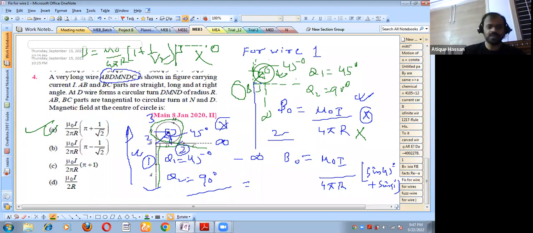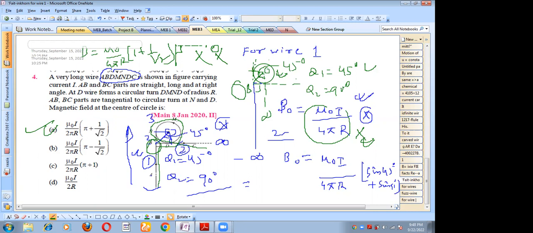When we calculated mu naught I by 4 pi r, we considered theta 1 as 0 degree. But actually that is not the case, since point O is not exactly at the end. In this case the magnetic field is this, right? The point O is basically above, since the wire turns here. Understood?